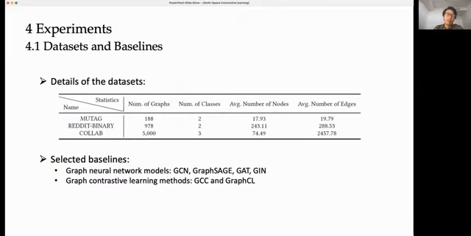Next will be the experimental part. First, I will briefly introduce the datasets and baselines we adopt to conduct the experiments. For datasets, we selected three publicly available and widely used datasets, which are MUTAG, Reddit-Binary, and COLLAB. For baselines, we have two categories, which are graph neural network models and graph contrastive learning methods. GNN models include GCN, GraphSage, GAT, and GIN. Graph contrastive learning methods include GCC and GraphCL.